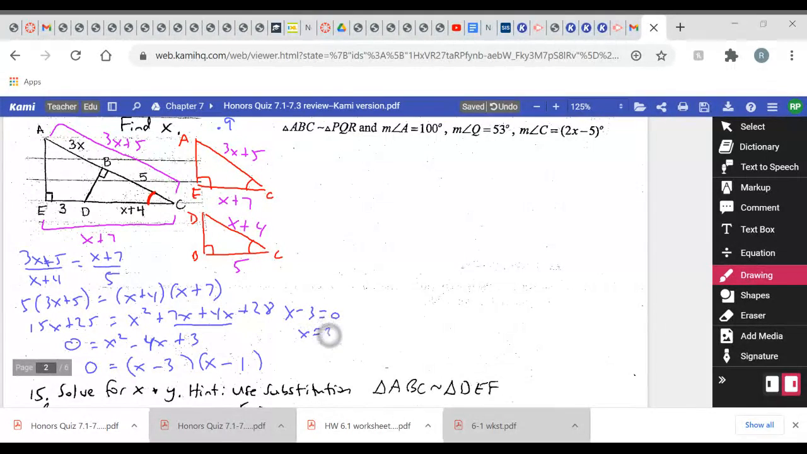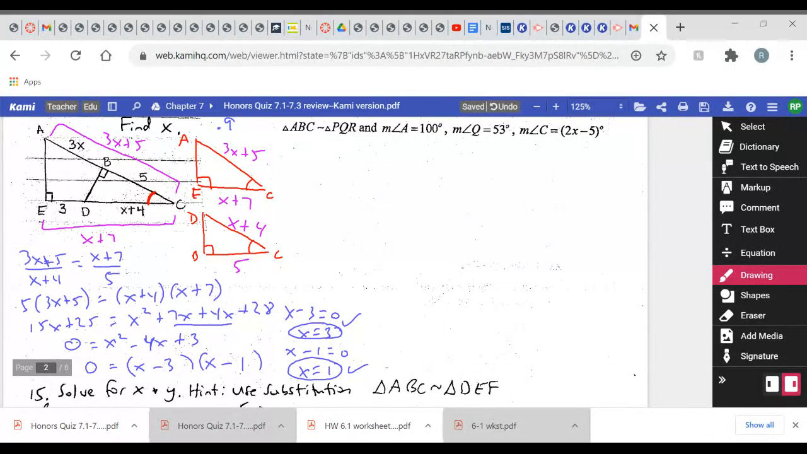And so if I go and set both of those equal to 0, I get x equals 3 for one solution, and I get x equals 1 for the other solution. Again, I always want to double check to make sure that they actually both give me positive numbers in my picture, and when I plug them in, they both work, so they are both solutions to this problem.